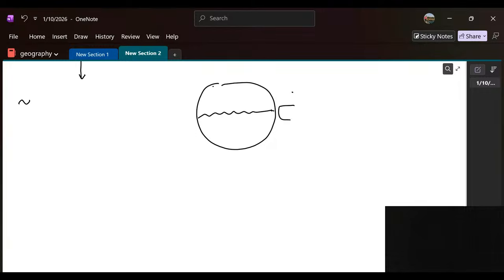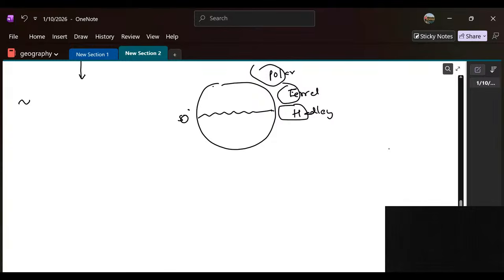We have three types of cell, this, and this. The middle one is Hadley. The same is in the southern hemisphere as well, from 0 degree. Hadley, Ferrel, and Polar. All right, Hadley. The one which is at the equator is the Hadley cell.